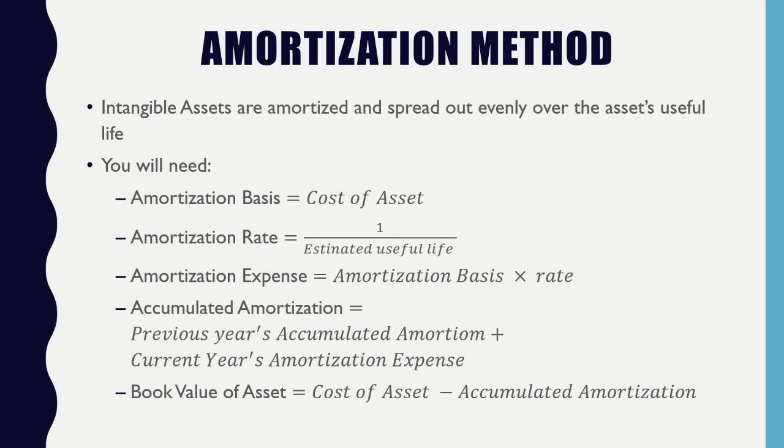Accumulated amortization is the same thing: previous amortization plus current year's amortization expense. And then book value is going to be your asset cost minus accumulated amortization. Same exact thing, except instead of using depreciation, you're using amortization, and it follows through exactly like straight line. So that's why I put these two concepts together, because when you know one of them, this one is exactly identical to that one.